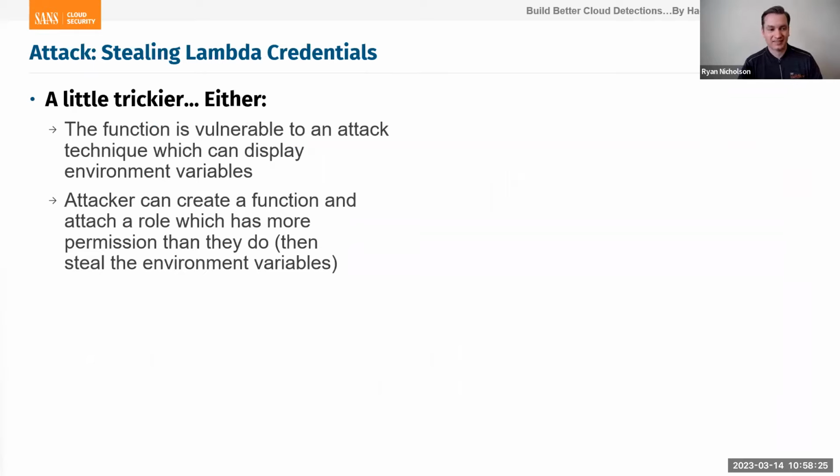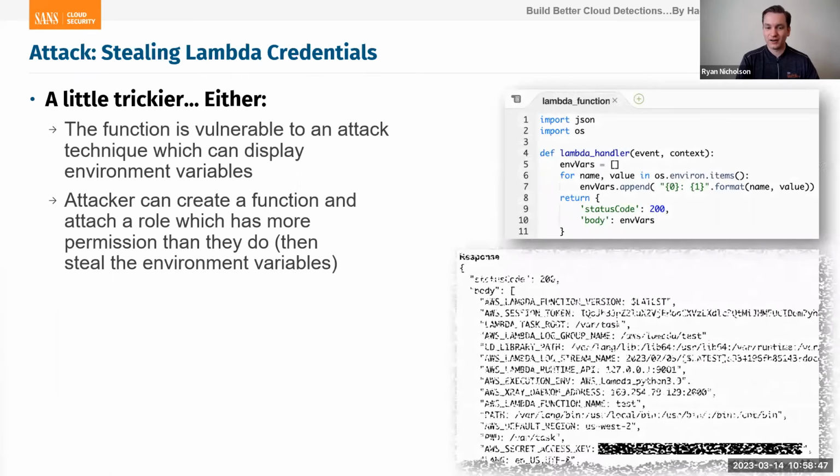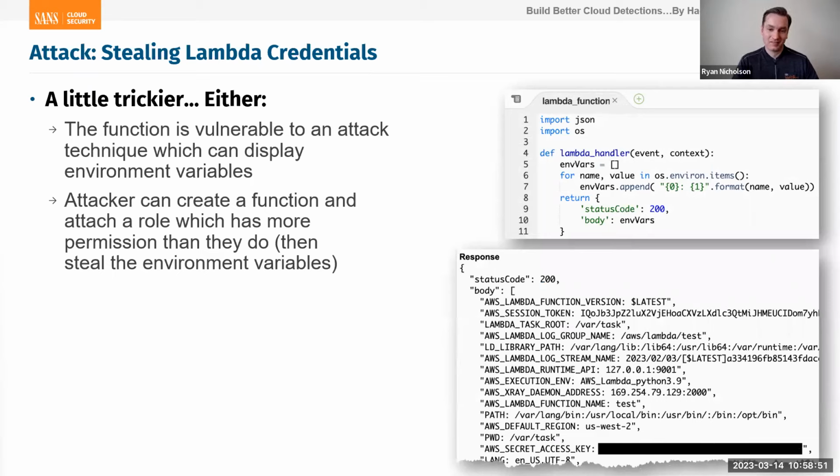Lambda is a little more tricky, as I note here. The function has to be vulnerable to some kind of attack, the code that is, or the attacker has to have rights to create a function and maybe be able to attach roles to functions in particular, right? So it's a very specific scenario. But in either case, if the attacker gets a presence inside of that execution environment, they could steal environment variables, right? So the function that you see here is one that I created for evil purposes to simply trigger the Lambda function to divulge all of its environment variables.